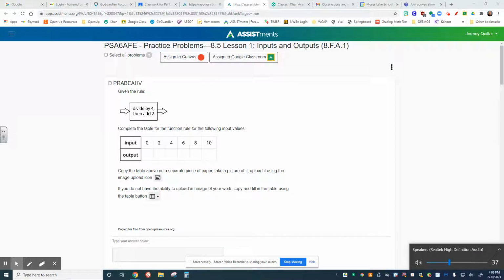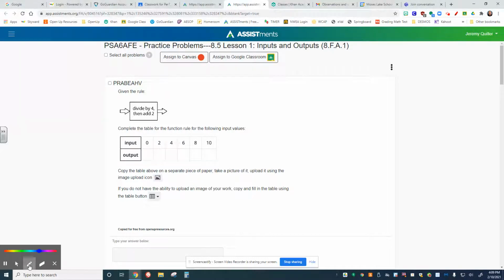What we're after with this one is we want to complete the table for the function rule for the following input values. So remember that the function rule is this guy right here. It's the piece that tells us what we're actually doing. And some people call this a function machine. So our input goes in one side, follows the rule that's given, and gives us an output.